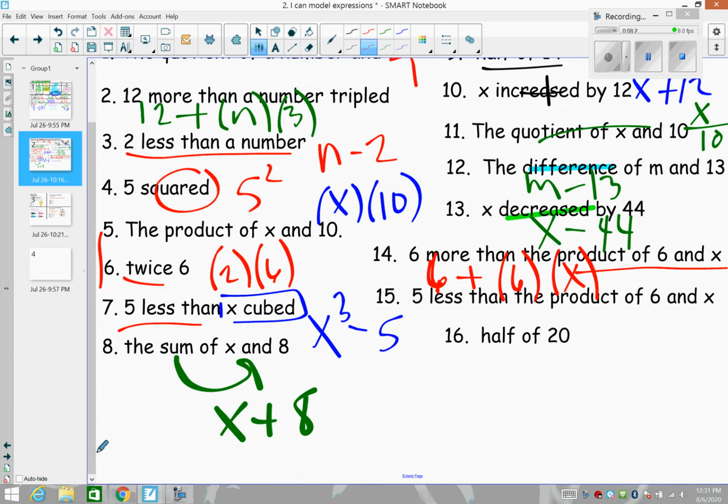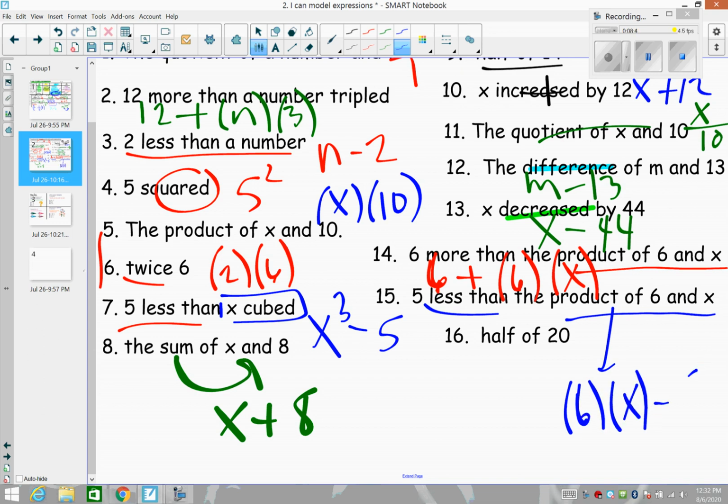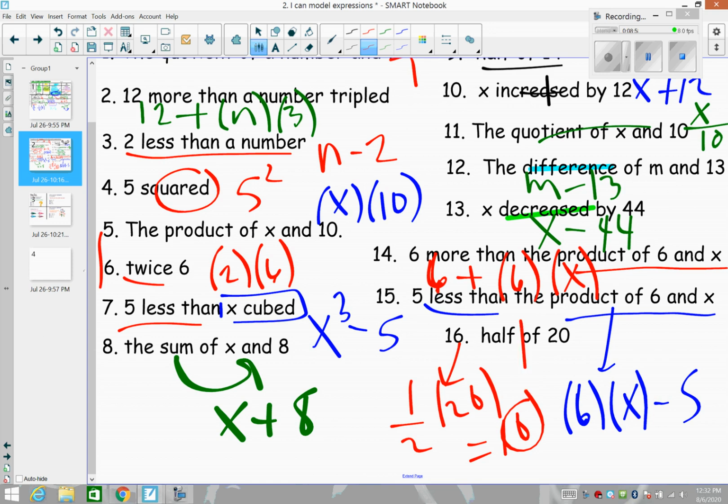Question 15. We have this 5 less than thing happening here. We're going to take 5 away from the product of 6 and x. So I'm going to move that down here. The product of 6 and x. And we are going to take 5 less than that. Take 5 away from the product of 6 and x. Last problem on this page. Here we go. 1/2 of 20. Another way to think of it is 20 divided by 2, which would be 10. 1/2 of 20 would be 10. That's supposed to be a 10. Maybe that's hard to tell, but this one should be 10.